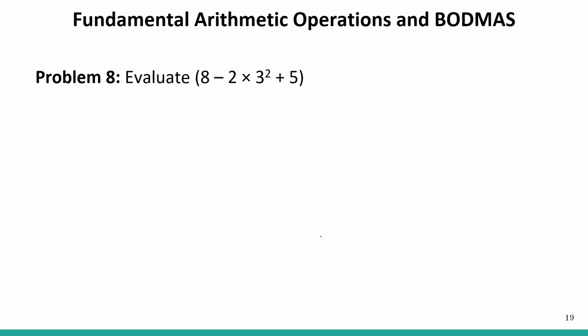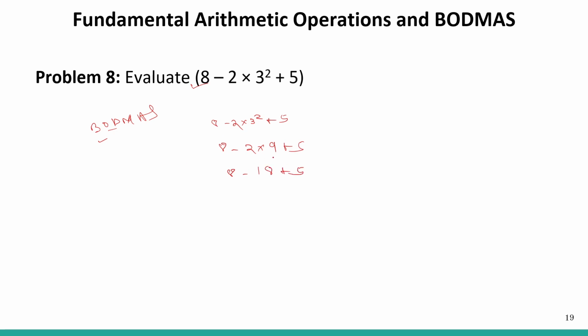So problem number 8. It asks us to evaluate 8 minus 2 into 3 square plus 5. Okay. So what do we do first? We evaluate the bracket first using the BODMAS rule, right? BODMAS. Bracket first. So 8 minus 2 into 3 square plus 5. Then exponent, yeah, we have that. So 8 minus 2 into 9 plus 5. Then we look for multiplication. So 8 minus 18 plus 5.